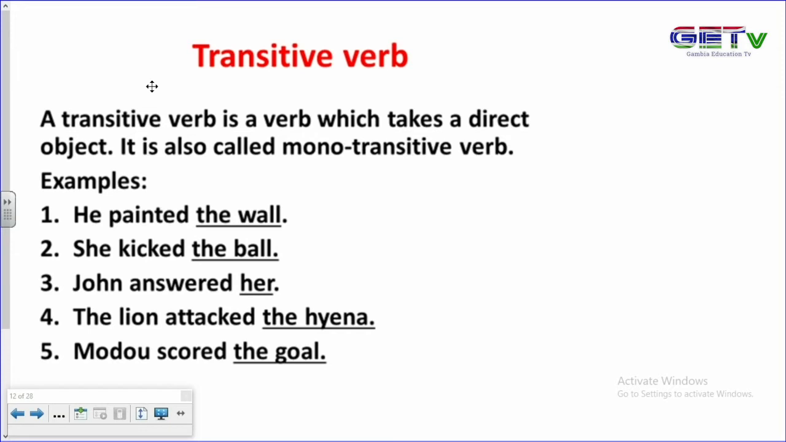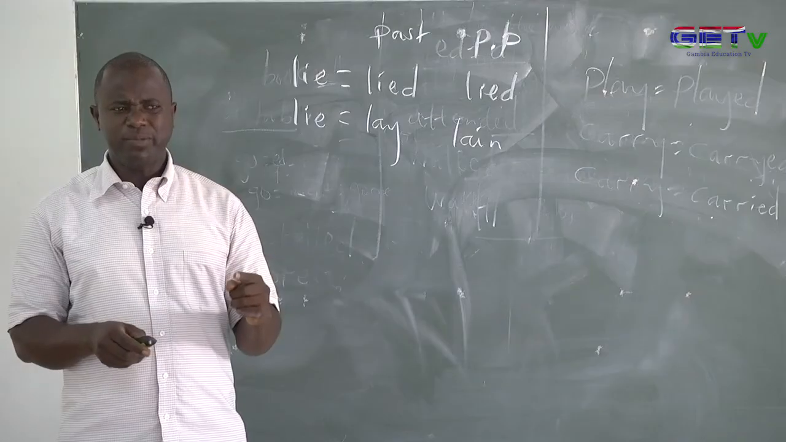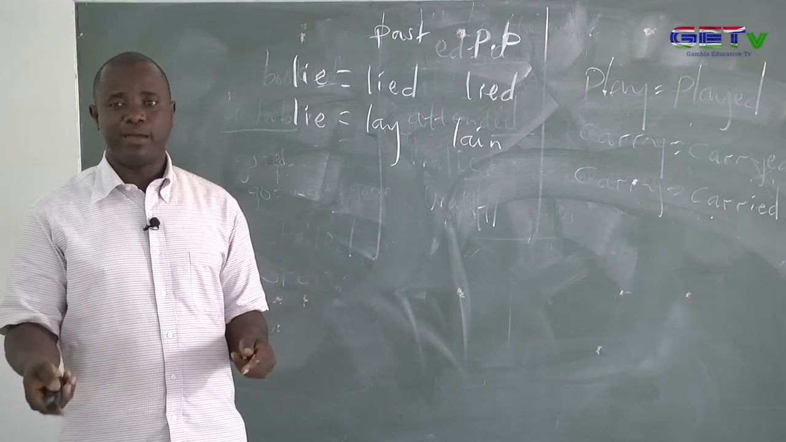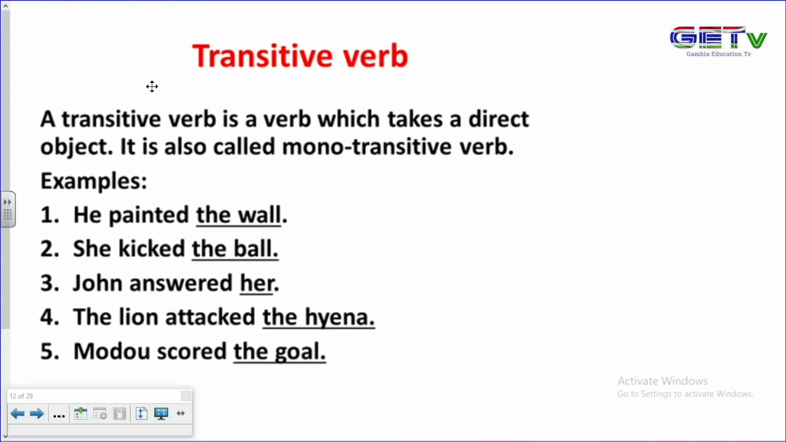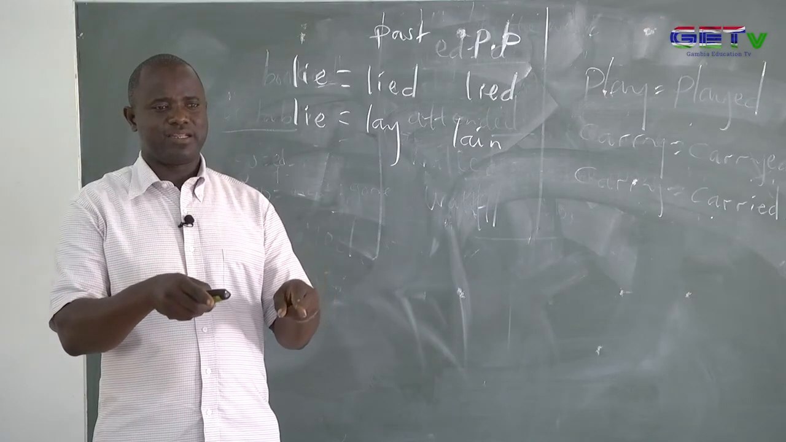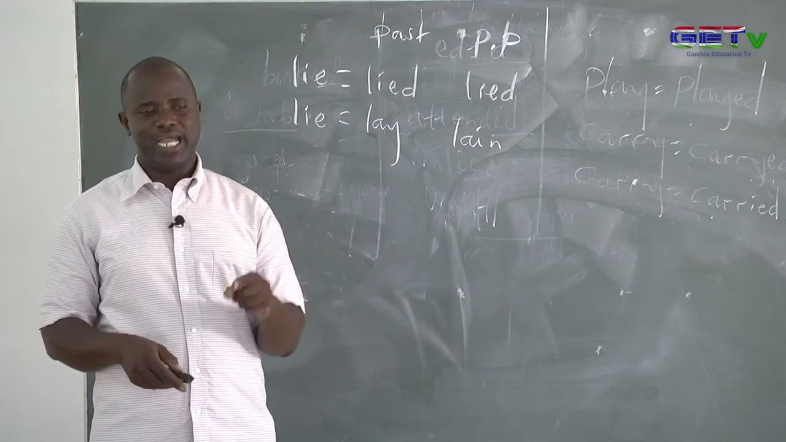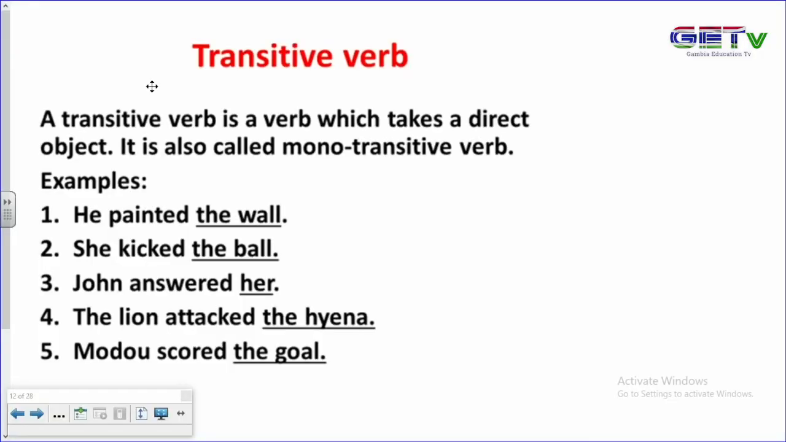Remember we discussed that the object receives the action of the verb done by the subject. So here if you look at the subject, she did something. What did she do? Kick. Who suffered the kicking? The ball. John answered her. So the object here is her. What is the verb? Answered. So John answered her. The lion attacked the hyena. Modou scored the goal. So if you look at all these, the verbs have a direct object after them. You can see the direct objects that are underlined and they came automatically after the verb. So you can see them. He painted the wall. She kicked the ball. John answered her. The lion attacked the hyena. Modou scored the goal. We move on.